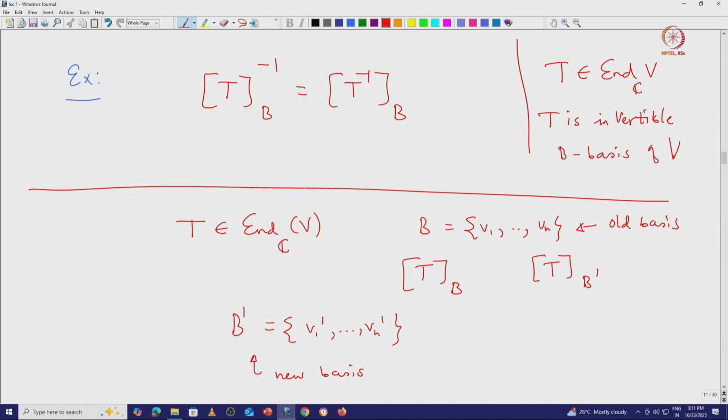Now the natural question is how they are related. How the matrix of T with respect to B and the matrix of T with respect to B dash are related. This is very important information that we require. Actually, this relation is used everywhere in representation theory. We will understand this relation in the next class. I will stop here.